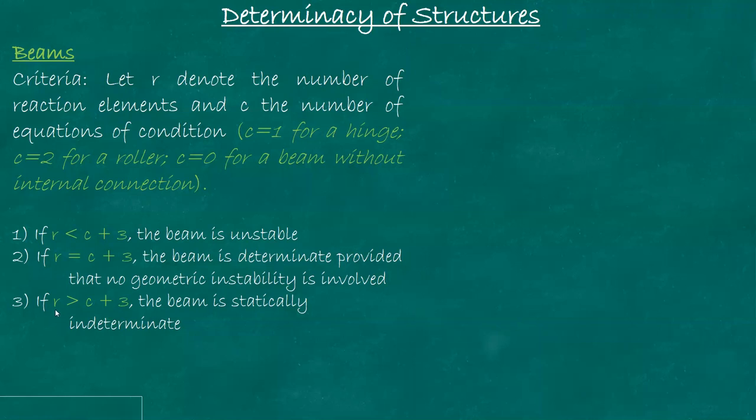Example, if you have 6 unknowns and then you only have 4 equations, isubtract nimo, 6 minus 4, 2. Ang tawag niana, statically indeterminate to the second degree. Which means na, kung second degree, you need additional 2 equations para ma-solve nimo ang problem.